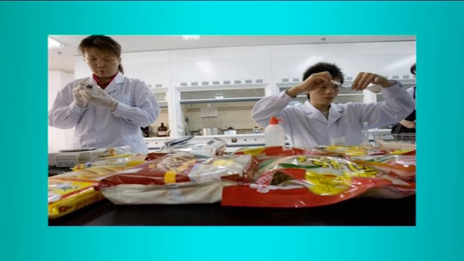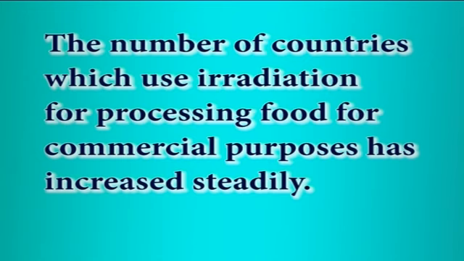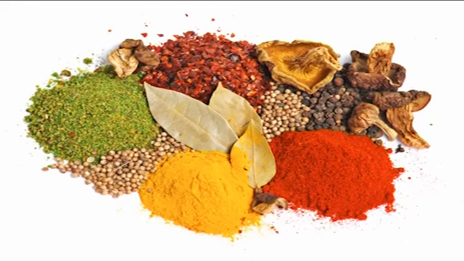As food irradiation is perceived to be associated with nuclear technology, irradiated food can be erroneously connected with radioactive materials. Thus, the introduction of food irradiation on commercial scale requires an educational campaign. The number of countries which use irradiation for processing food for commercial purpose has increased steadily. Spices and vegetable seasonings are the most common products which have been irradiated in about 20 countries.